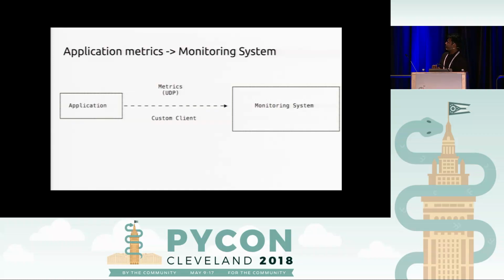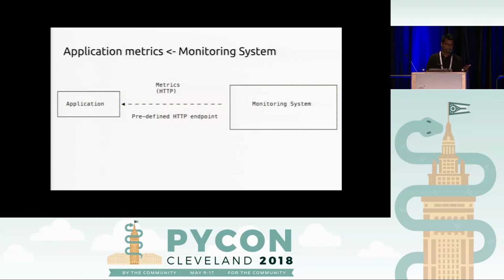Right. So overall, we have two strategies to integrate our applications with monitoring systems. Some monitoring systems use a push-based model, where your application pushes metrics to the system. An example is statsd. Usually it's over UDP, just to minimize the failure scenarios and minimize the time taken to push the metrics. The other model is where the monitoring system scrapes your application metrics. An example is Prometheus.